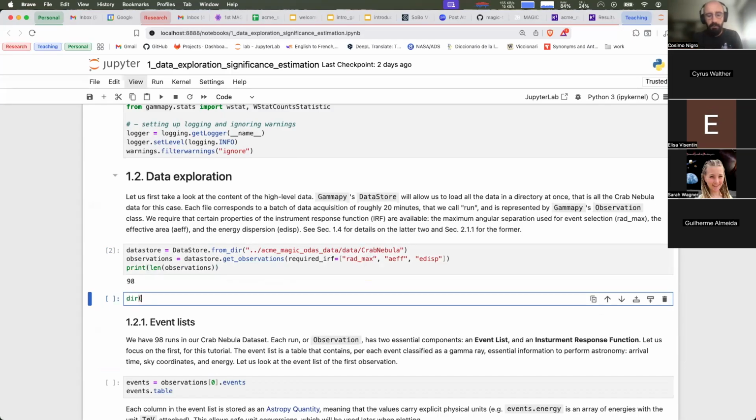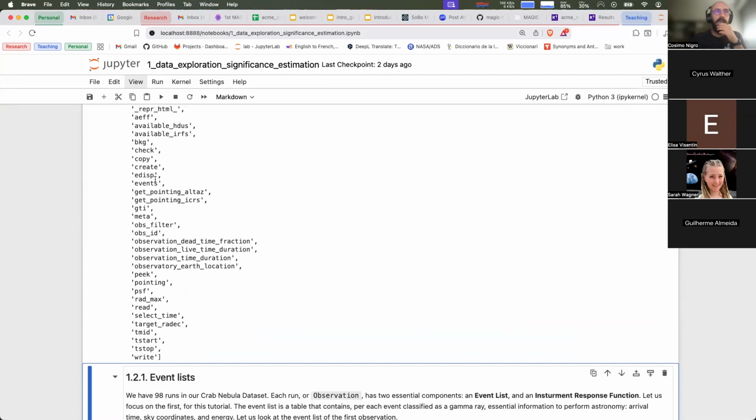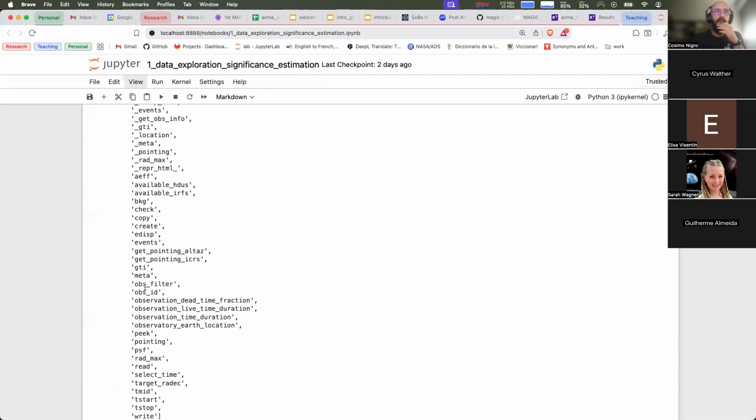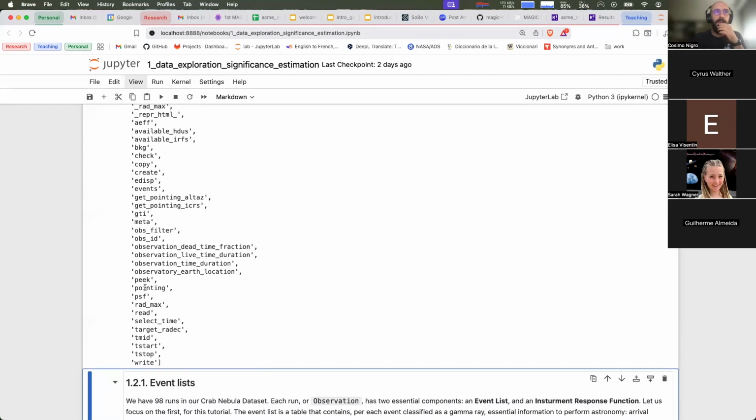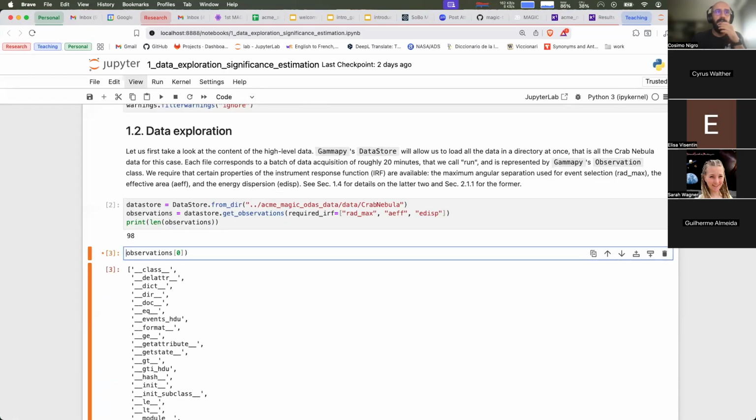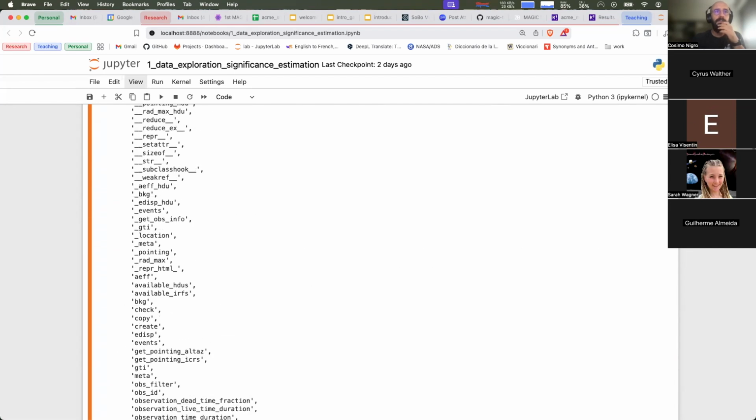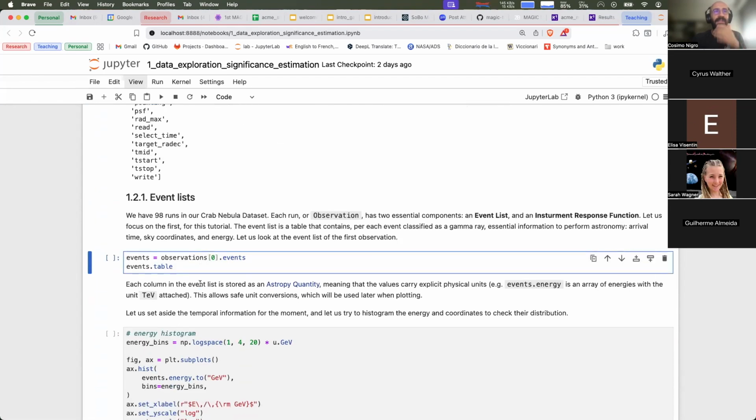If you do dir observations, for example, this is a list of observations. So let's take the first one. You will see that it has basically all the properties of the single DL3 files. For example, it has a list of events. I think I show it later. Yes, so let's go in order with the tutorial.